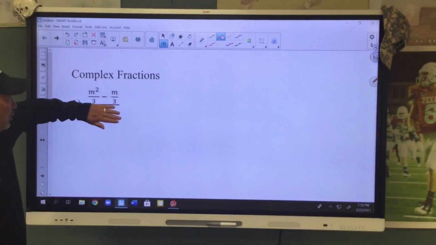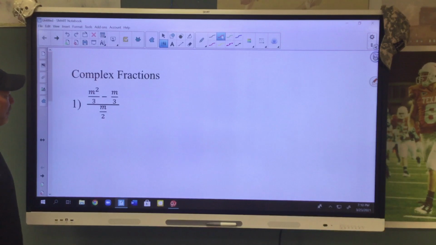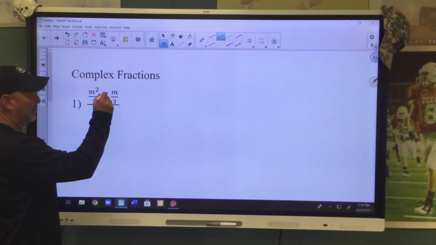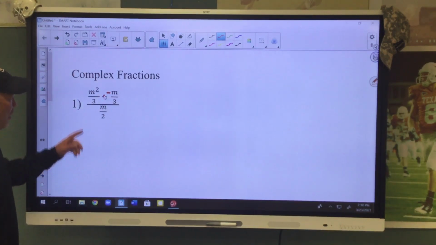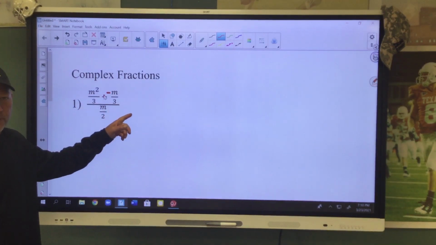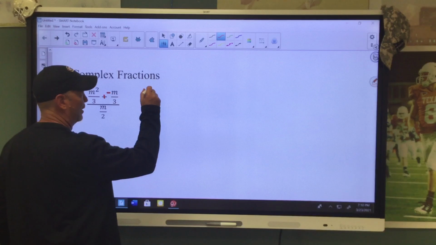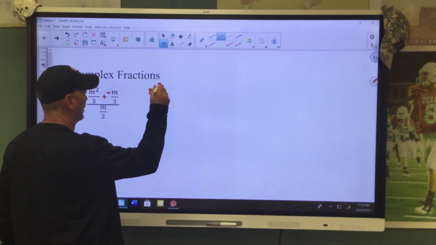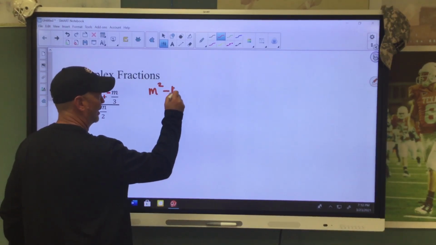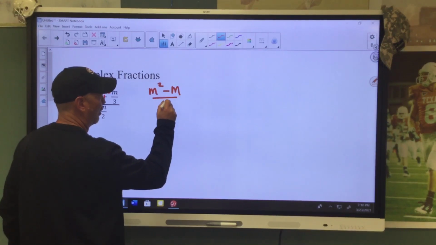So all we want you to do is focus on the top half, the numerator, okay? Look what we have. We're going to take care of that minus sign. We already have a common denominator of 3, so we can push this together, and we're going to have m squared minus m over 3.